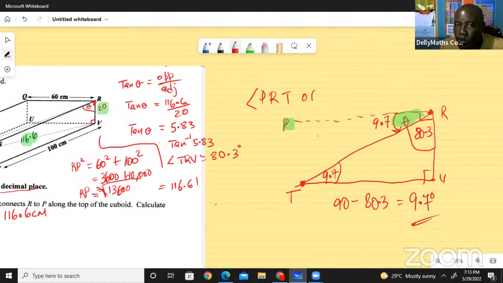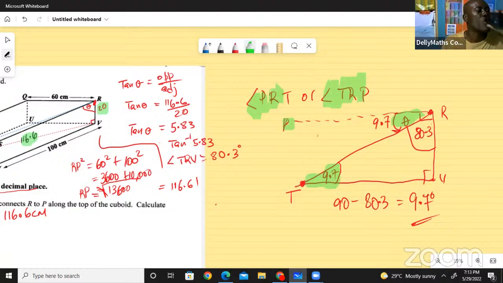If you don't want to say that, you could turn it the other way and say angle TRP. But R is in the middle of those two letters, the T and the P. That angle is the same as the RTV. So any one of those you want to write, you'll get the answer. This, or you want to write that, and you're seeing it here. Z angles are equal. Yeah?